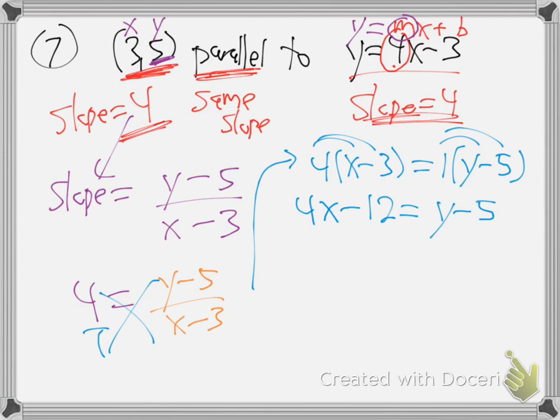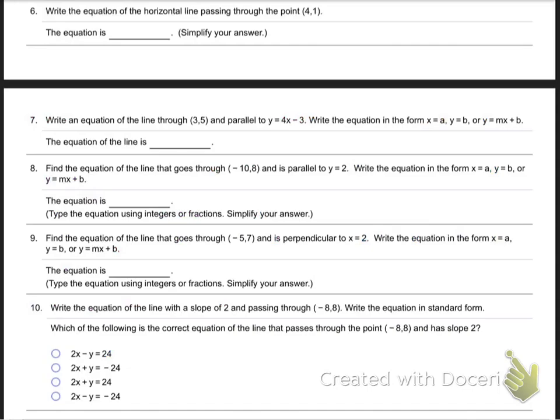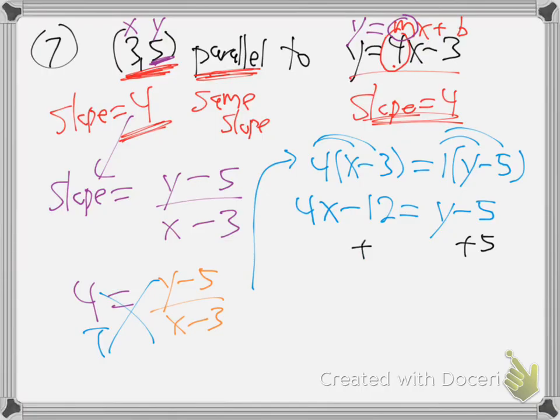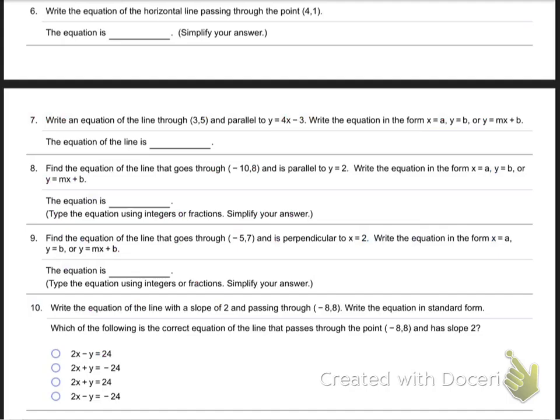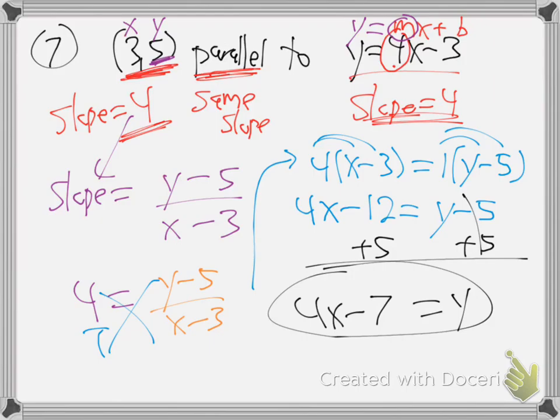Last step, y wants to be alone. I think they want y alone, don't they? Yeah, they want y alone on this one. Add 5 to both sides. Y equals 4x minus 7. Is that right? Let me double check. They want, write the equation in the form. Yeah, that is what they want.